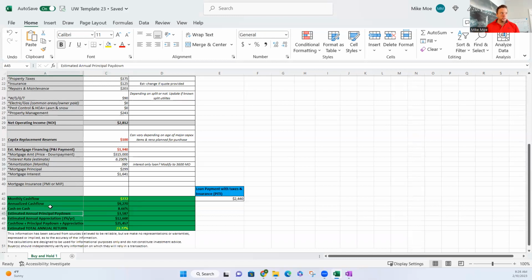And then, as we know, there's a lot of different ways to make money in real estate. Cash flow is one of them. Principal pay down is another one. And your appreciation is another one. So this calculates your annual principal pay down. You've got tenants that are in the property now, they're paying your mortgage for you, obviously. So you've got to account for how much they're paying that principal down, which is increasing your net worth and your profitability in the property.